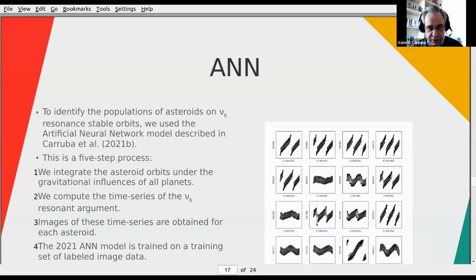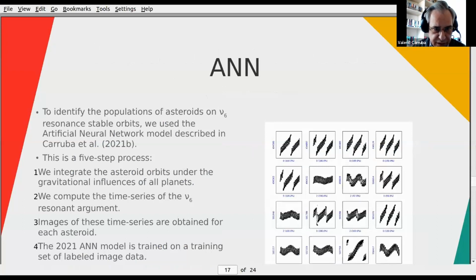So rather than doing it visually for single asteroids, the goal of our work is to create models of each resonance. To identify the population of asteroids in the Nu-6 resonance on stable orbits, we use the artificial neural network model described in Carruba et al. 2021. So this is a 5-step process.